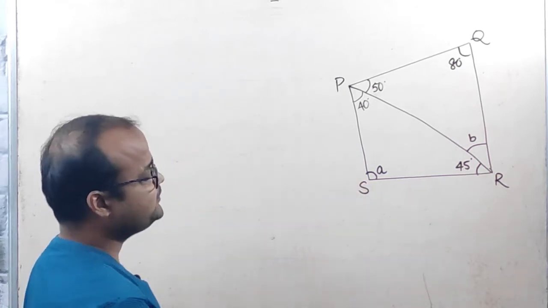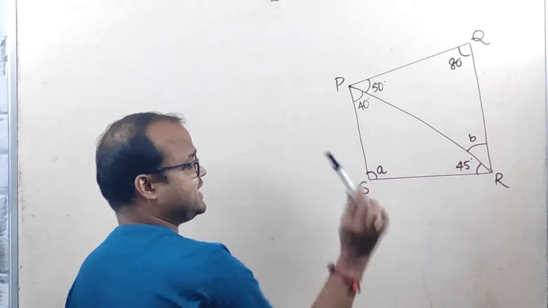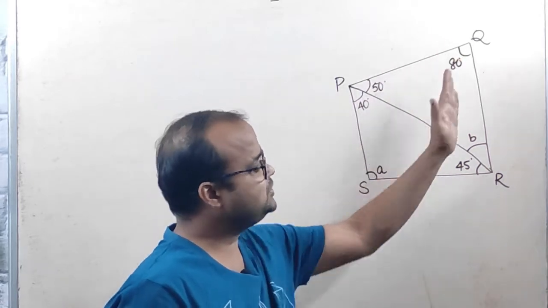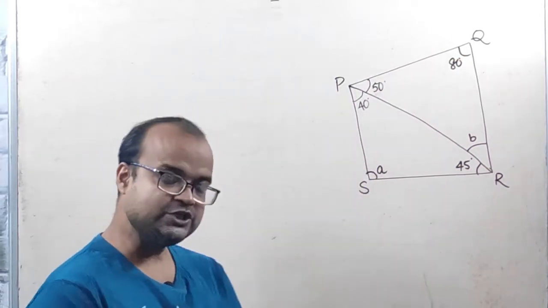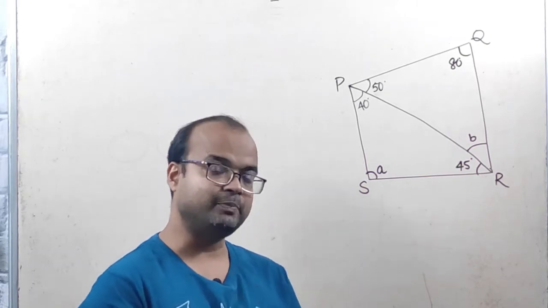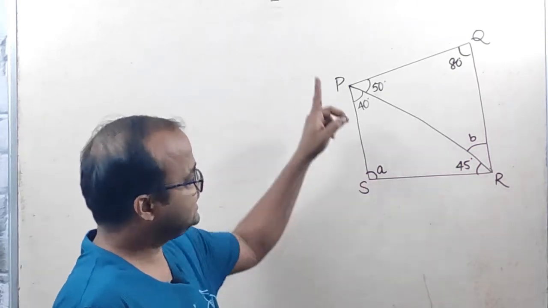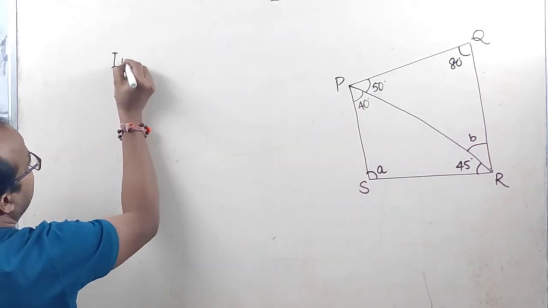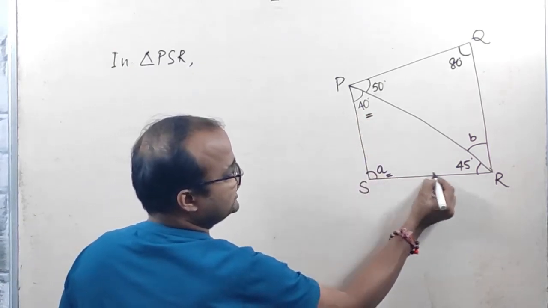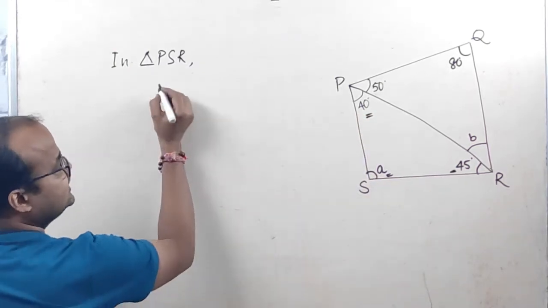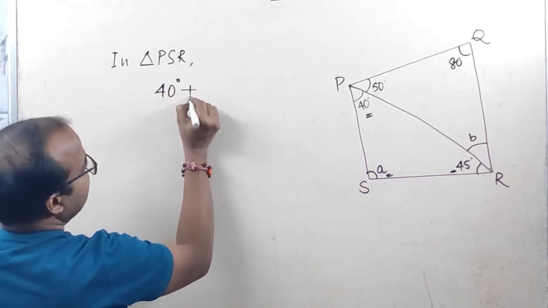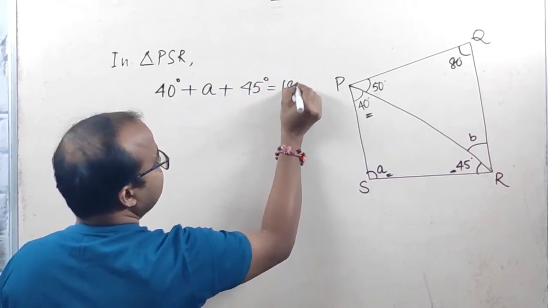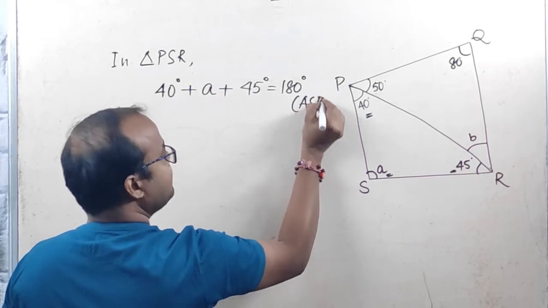Now you can see there are two different triangles. One triangle is PSR and another triangle is PQR. So we are going to apply the angle sum property in both triangles. Now if you look at triangle PSR, the sum of these three angles equals 180 degree. So we can say that 40 degree plus A plus 45 degree equals 180 degree, angle sum property.